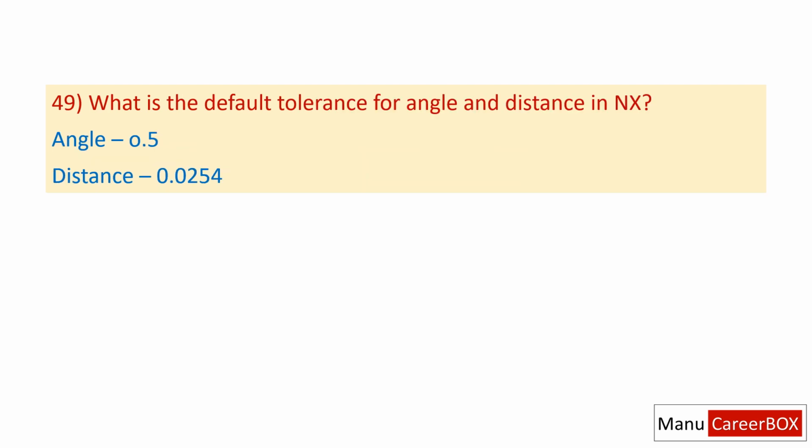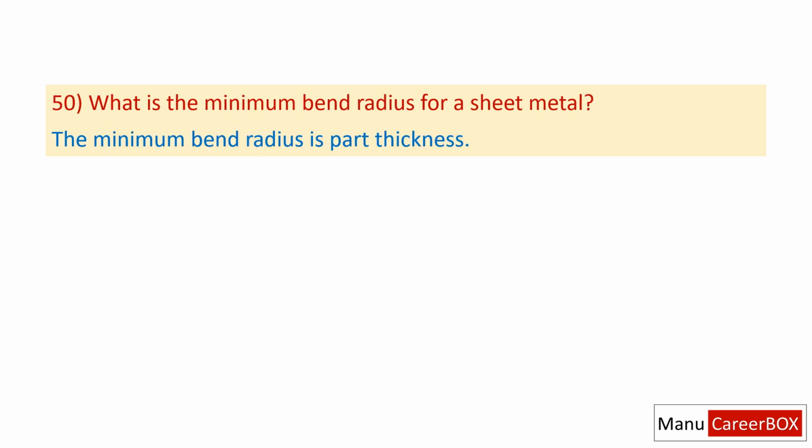49. What is the default tolerance for angle and distance in NX? Angle 0.5. Distance 0.0254. 50. What is the minimum bend radius for a sheet metal? The minimum bend radius is part thickness.